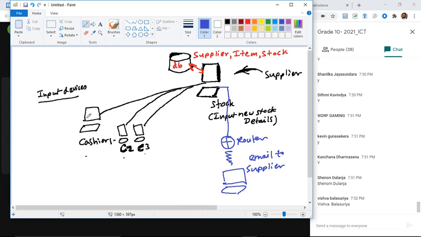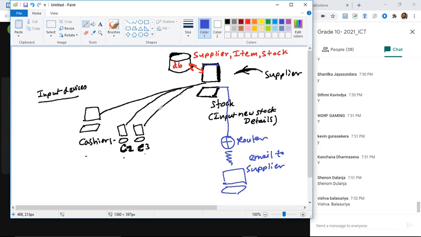Here is the cashier. This is our main computer, where all the stock is stored. So all the cashier machines are connected to the main computer. This we are calling a server. Later we will discuss these technical terms.